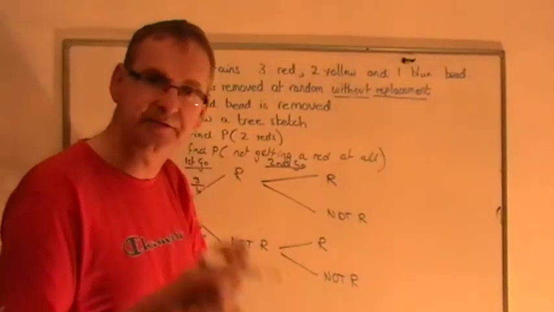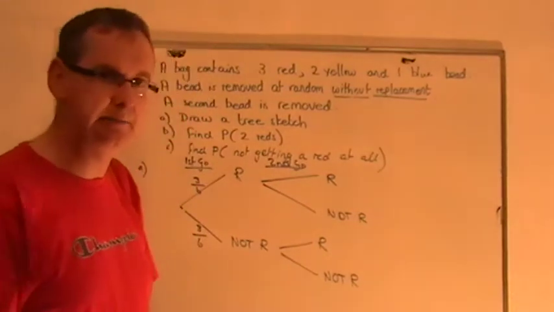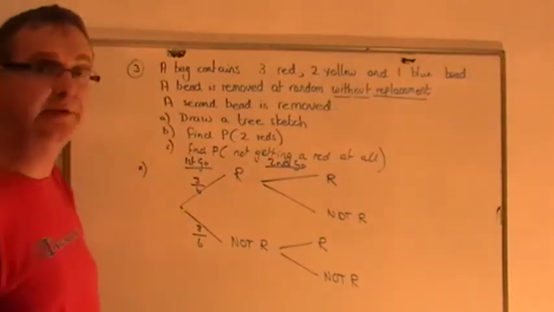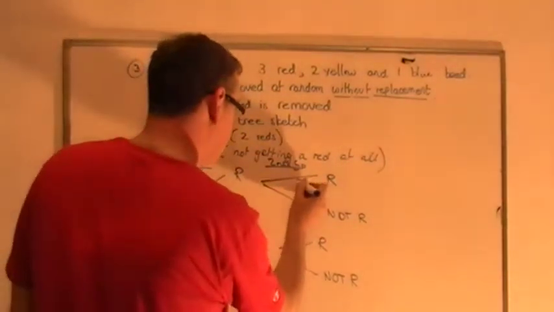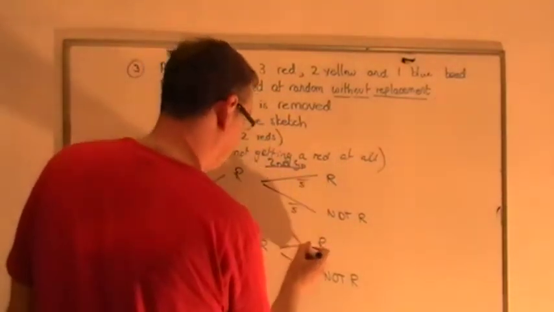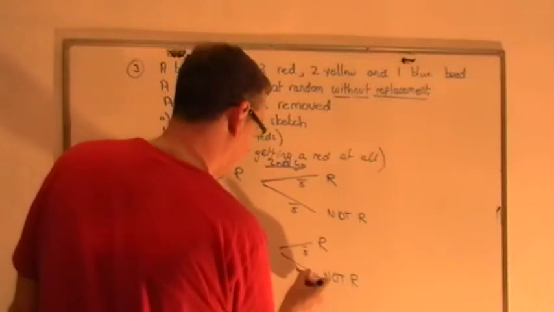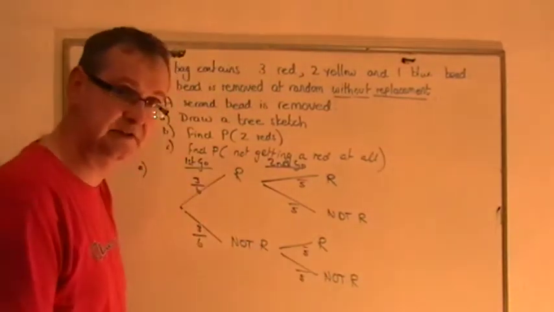Without replacement. The first bead is not put back in the bag. So this time there's only going to be 5 beads left in the bag. So for each of these branches, they're all going to be out of 5. Each time it's out of 5, because there's only 5 beads left in the bag.